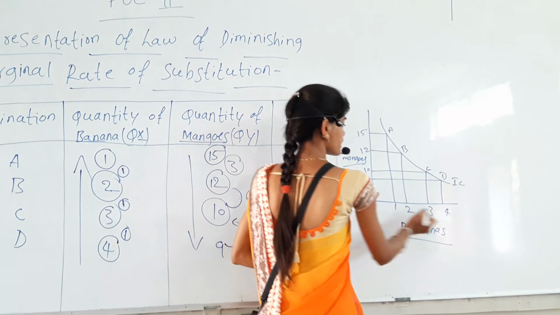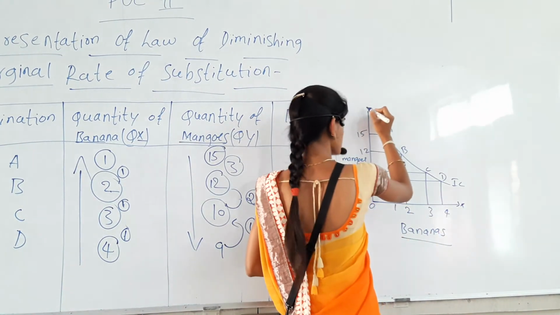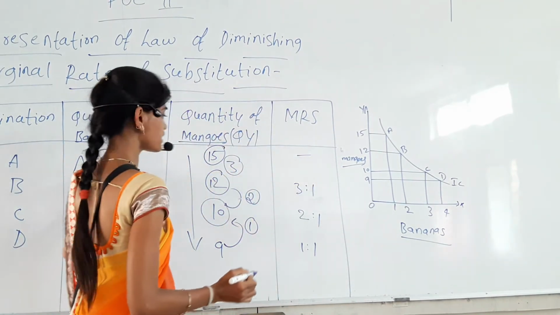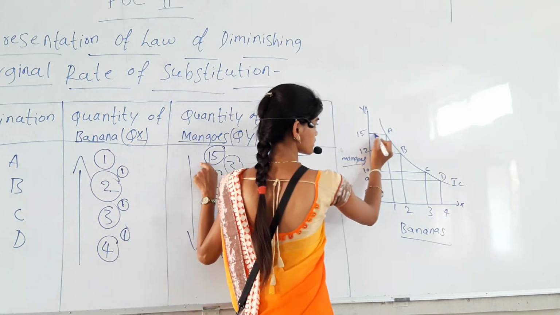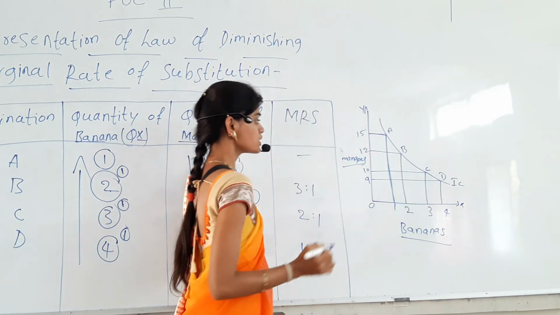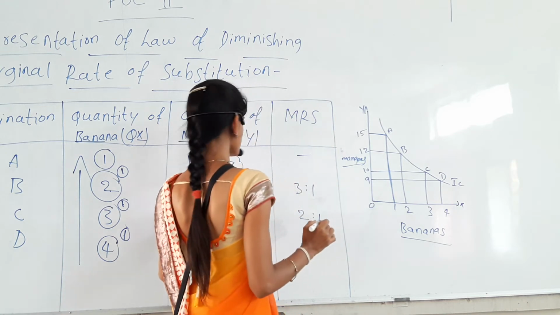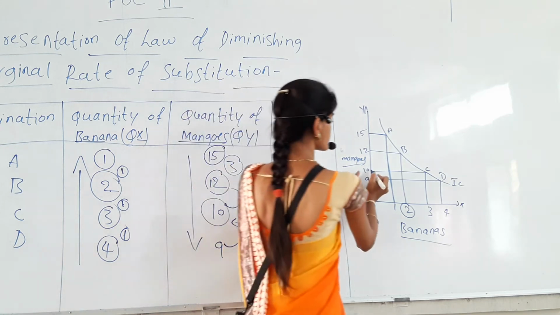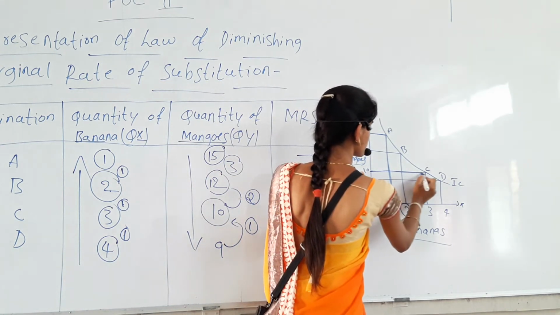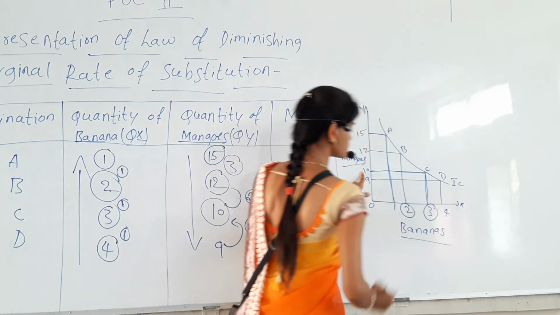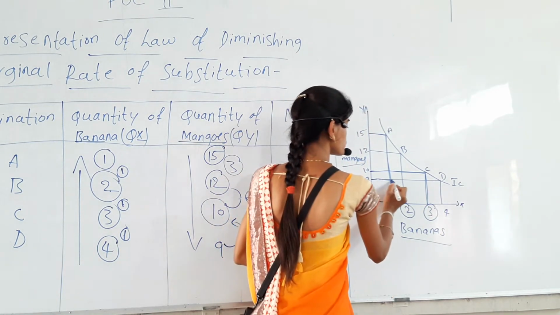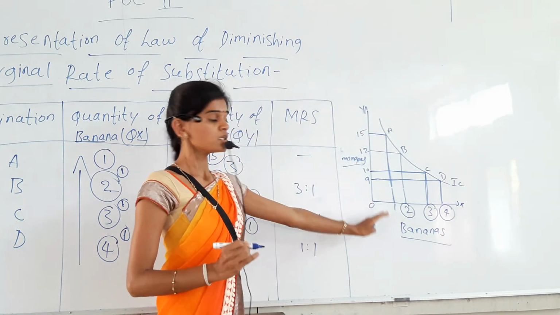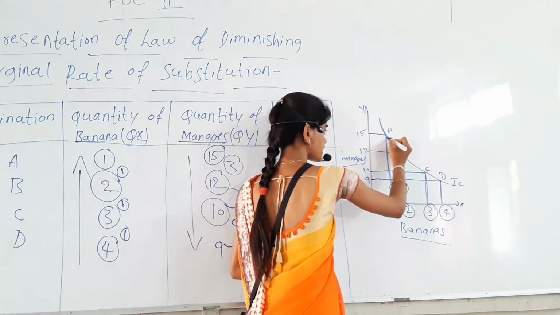See here, banana is on the x-axis and mangoes on the y-axis. First, with banana 1, the mango is 15. Next, when the consumer is consuming 12 mangoes, the banana is 2. When 10 mangoes, the banana consumed is 3. When a consumer consumed 9 mangoes with 4 bananas, what curve is identified here?